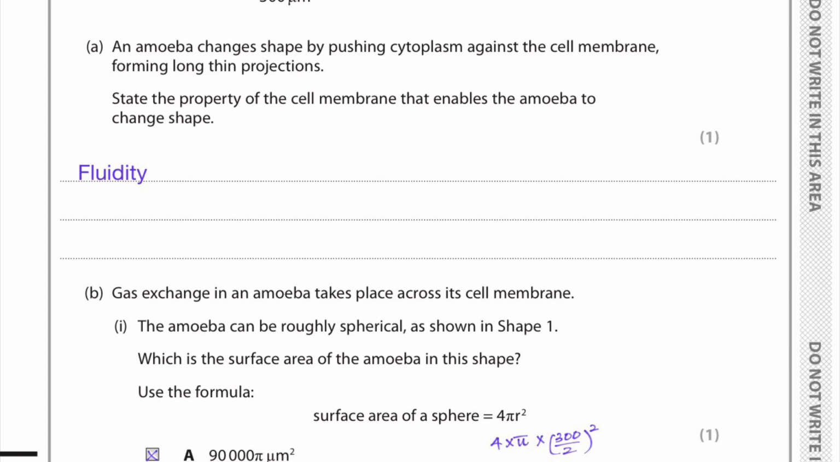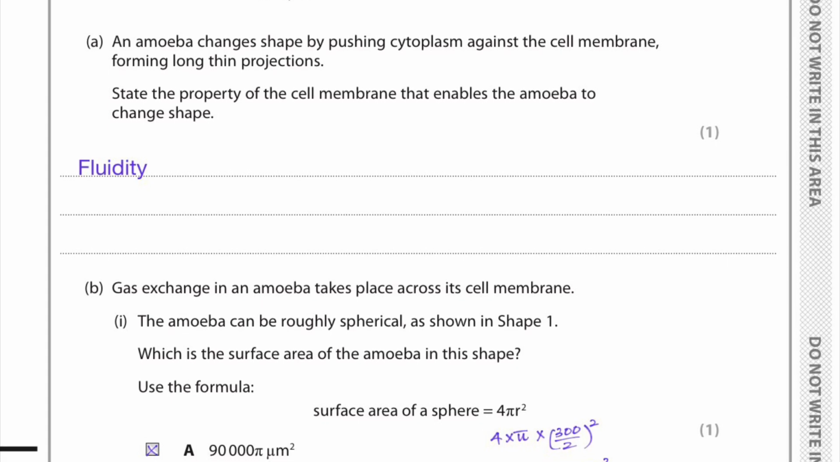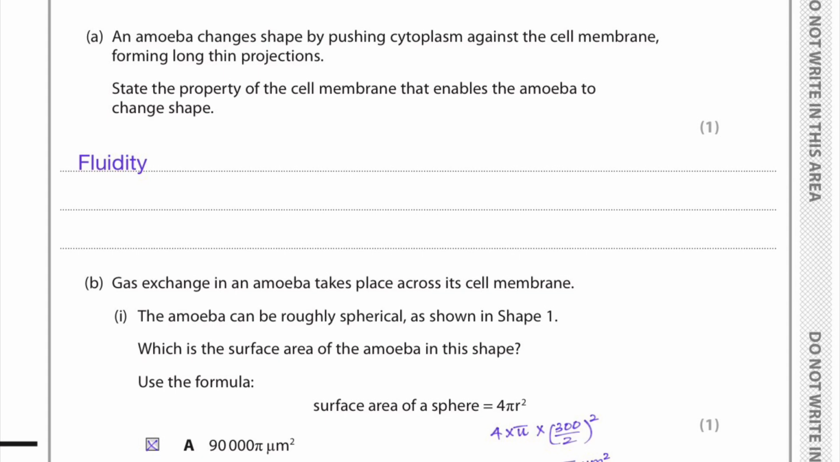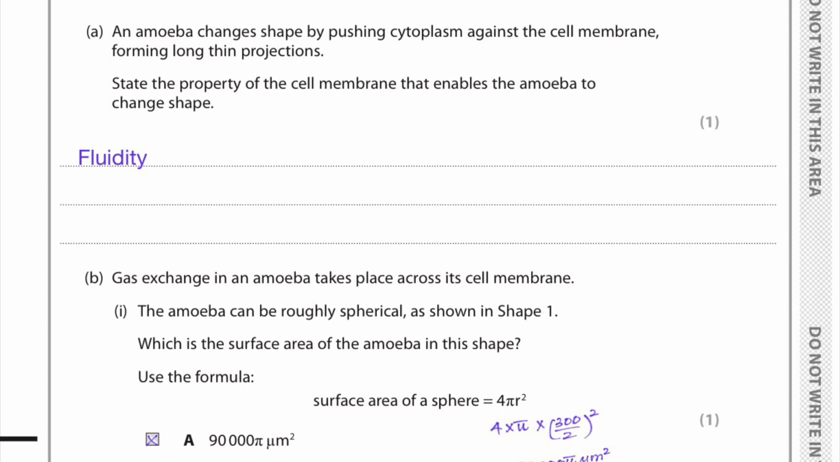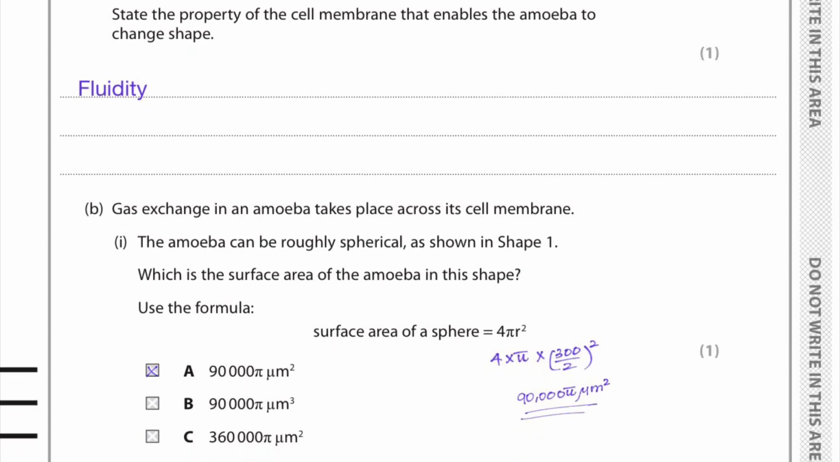In part A, an amoeba changes shape by pushing cytoplasm against the cell membrane, forming long, thin projections. They ask, state the property of the cell membrane that enables the amoeba to change shape. Because the cell membrane is extended due to its fluid nature, the answer is fluidity.